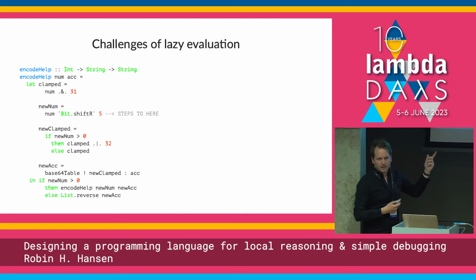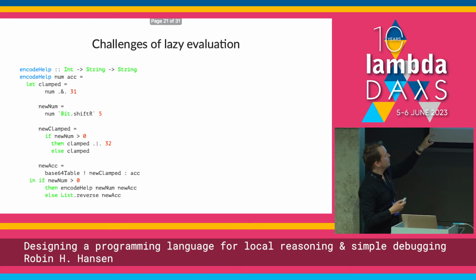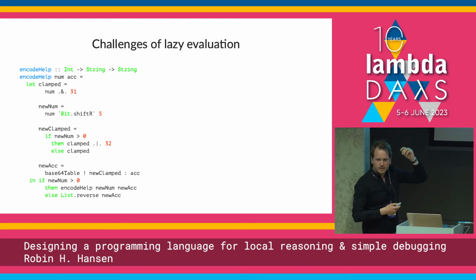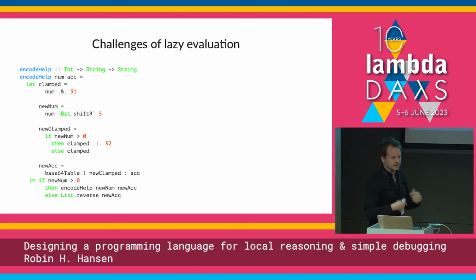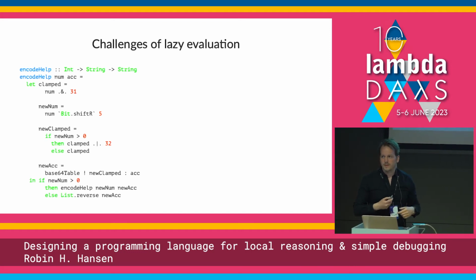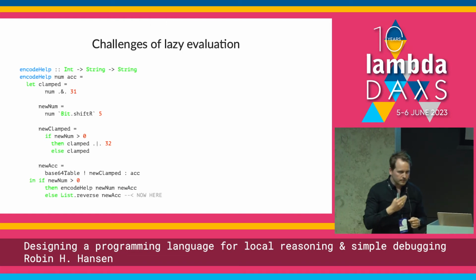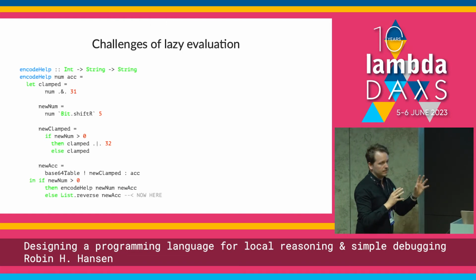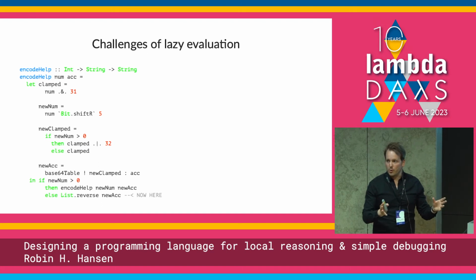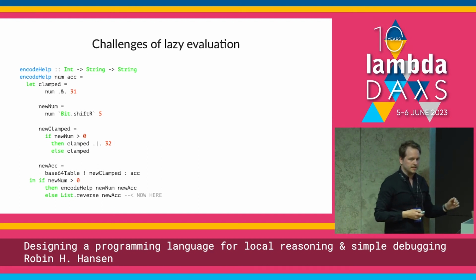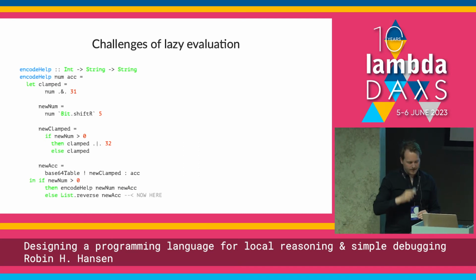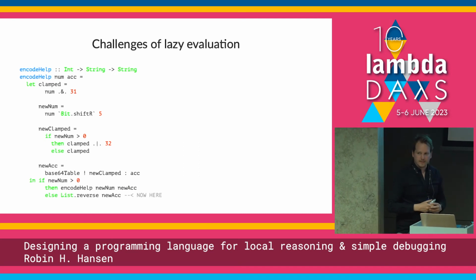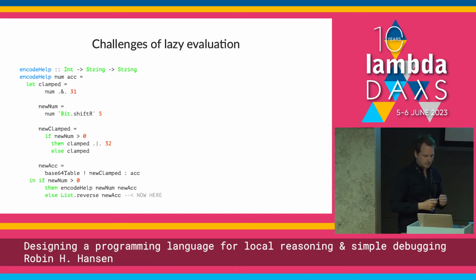But I still don't really learn anything, because in order to compute new num, you need to compute num, which means we're going to step outside the function. New num isn't some constant, right? So we have to calculate what num is. And so we're going to step through this a couple of times, and then we're going to end up here. Now, this is because Haskell is lazily evaluated, and there's nothing wrong with that. There are a lot of cool use cases for lazy evaluation, but in the case of a debugger, I would say that it's a bit of a challenge to quickly find the information you're looking for.